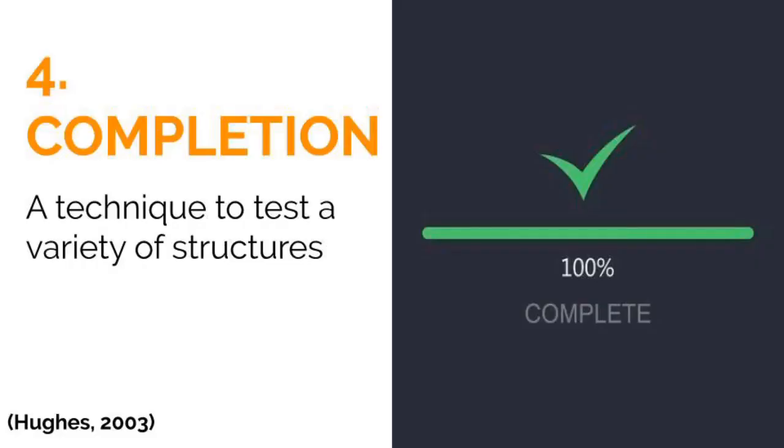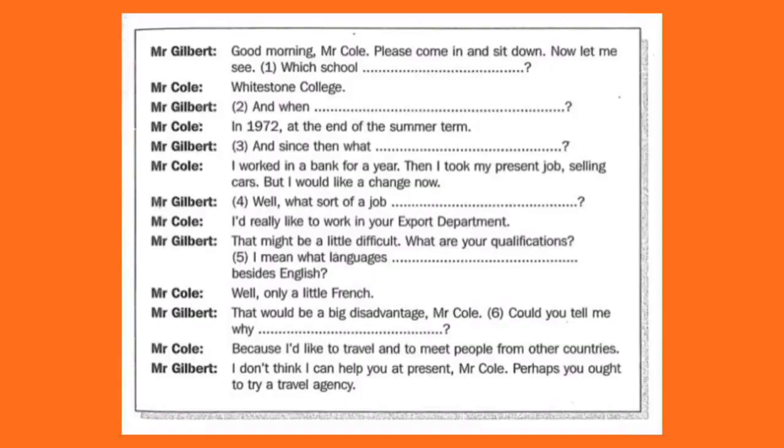The fourth type is completion. This type is used to assess a variety of structures by completing sentences. As you can see in the example of completing here, it is for testing interrogative form.